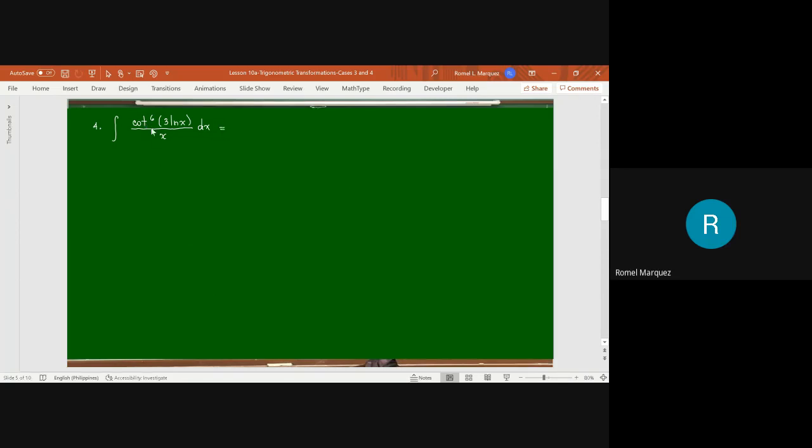So this takes the form of integral of cotangent to the n u du. So, first step, segregate a quadratic cotangent. The argument is 3 ln x. The remaining is cotangent to the fourth, no? Times 1 over x, then dx. So, 1 over x, cotangent to the fourth of 3 ln x dx.